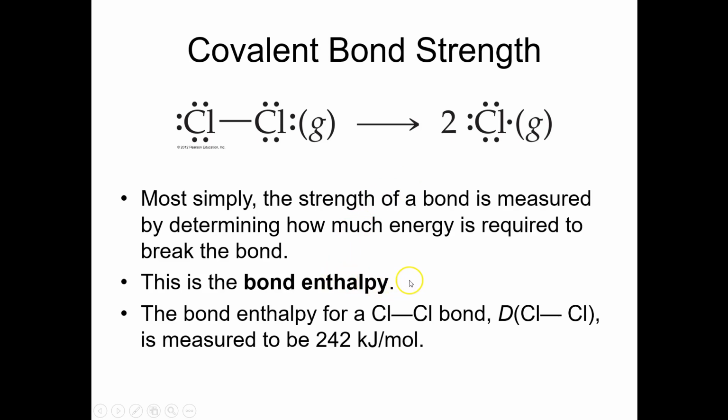How much energy does it take to just scissor that bond in half to give us two chlorine atoms? This is called the bond enthalpy or the bond dissociation enthalpy. And the bond enthalpy for a chlorine-chlorine bond, represented as D, dissociation of chlorine-chlorine, can be measured to be 242 kilojoules per mole. So that's an example. That's what we're talking about when we talk about bond enthalpy or bond dissociation enthalpy.